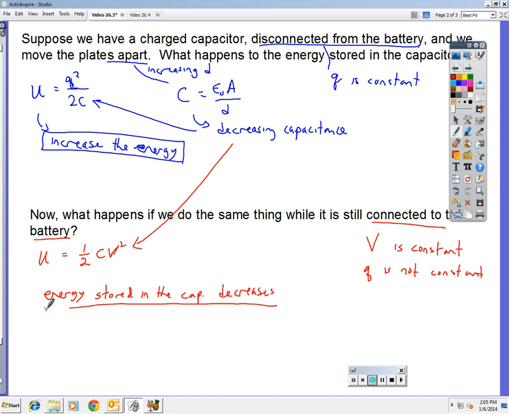decreases in this case. So if you don't connect it to a battery, it's very different than if you make a change to the capacitor when it is connected to a battery. Make sure you understand why the battery connections matter, and that you use the appropriate formula, the one that has the quantity that stays the same in it.